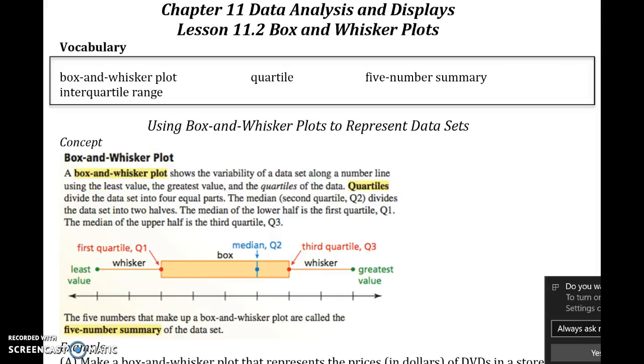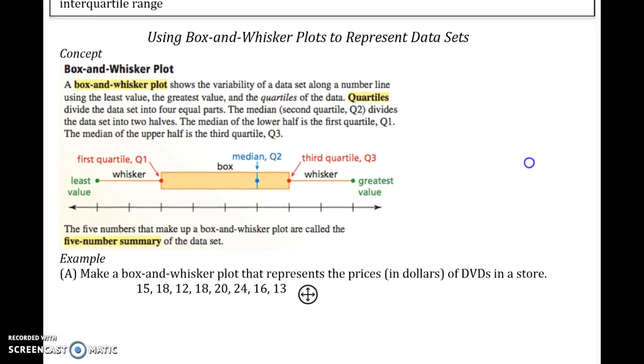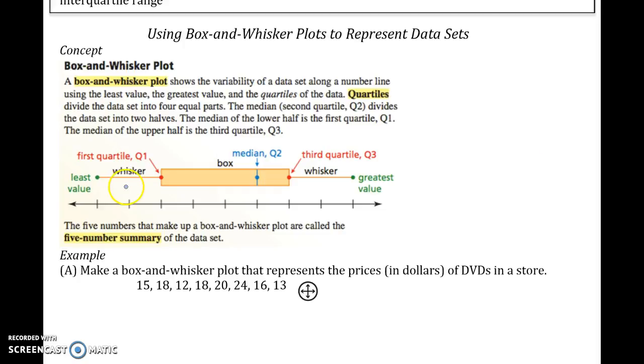So today we're going to be talking about box and whisker plots, and for some of us, this might be a review. So we're just going to basically talk about how to create a box and whisker plot. A box and whisker plot has basically three components, right? Your left whisker, your box, and your right whisker. But how do we figure out where those numbers go?